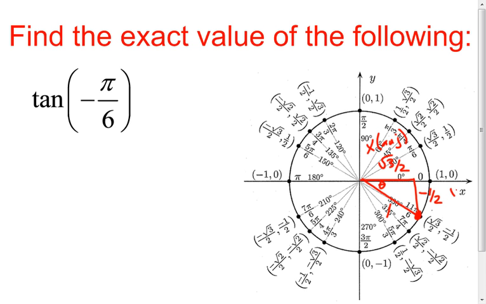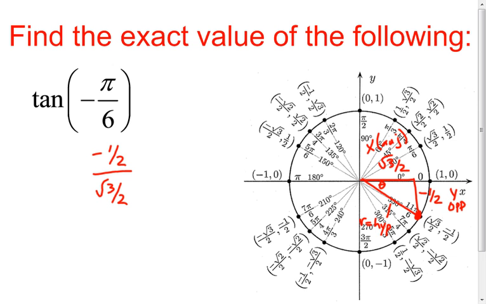And this is your y, or your opposite. And of course, this is your r, or your hypotenuse. Okay? So, tangent at negative pi over 6, tangent is opposite over adjacent. So opposite is negative 1/2, and adjacent is square root of 3 over 2.